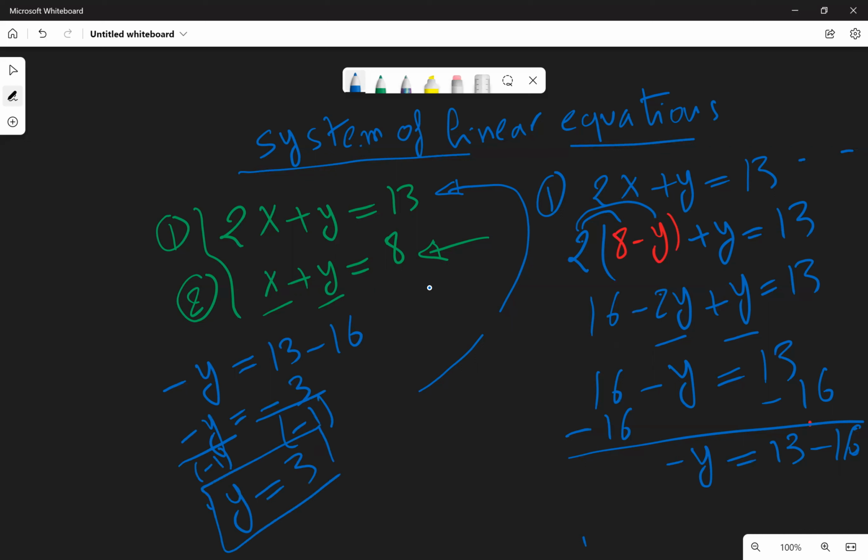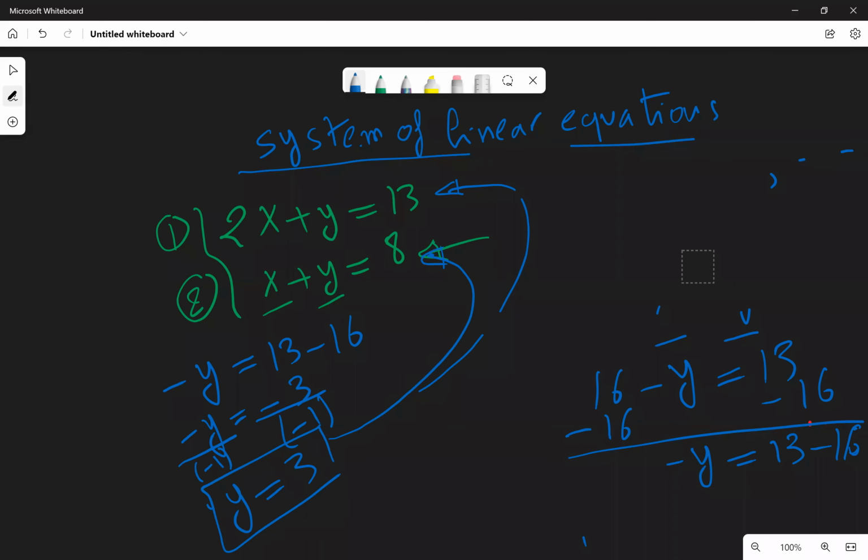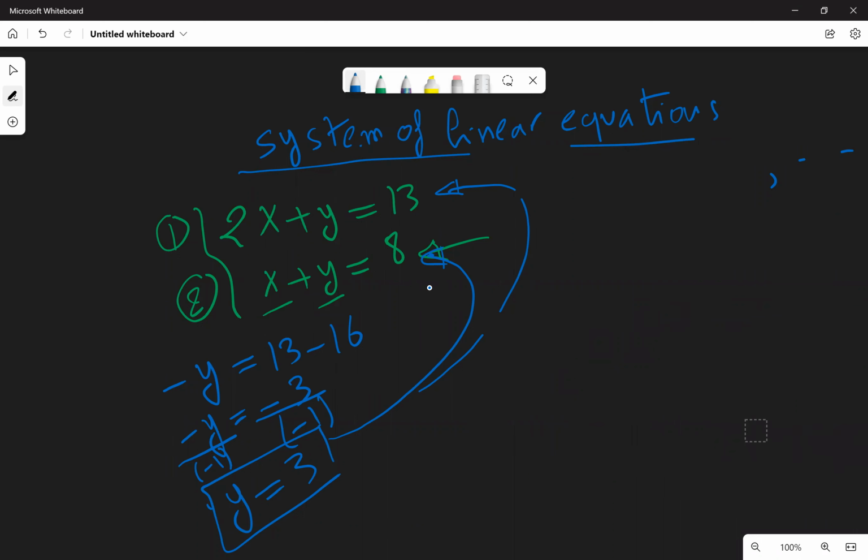Now that I have my y, I'm gonna go back to the second equation and then substitute 3 for y and then solve for x. That's what I'm gonna do here. I hope I'm not going fast. I'm going fast in the last 3 examples because I think that now you know the steps I'm following. So I'm just gonna go back to my second equation and substitute 3 for y. So I get x plus y equals 8.